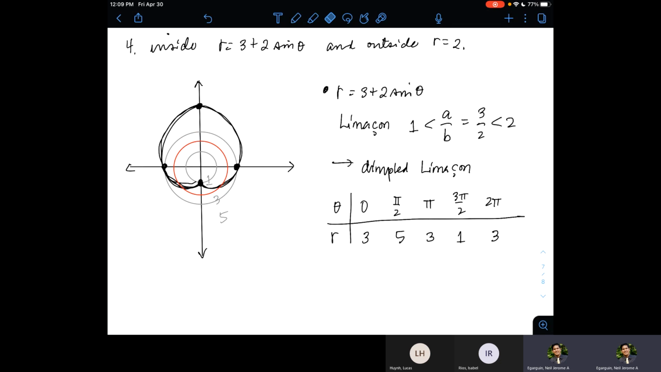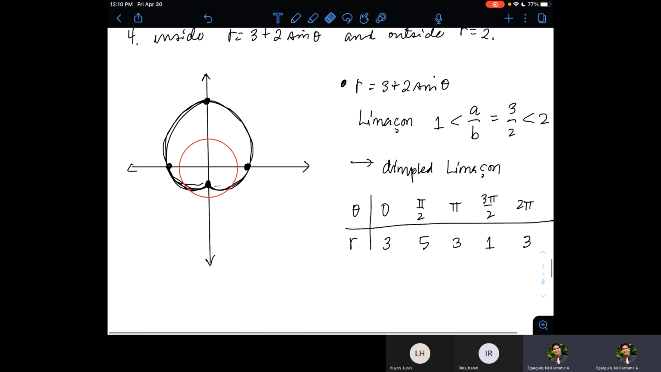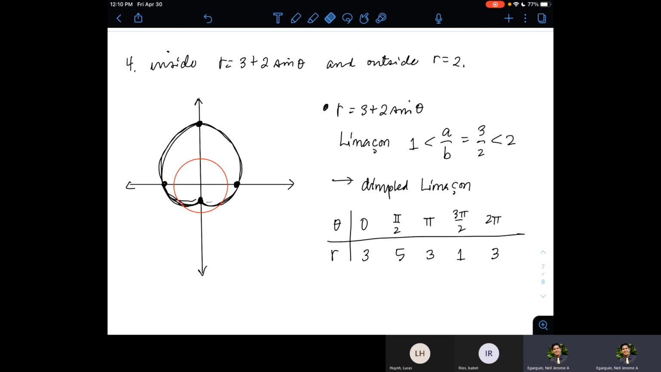Okay, there we go. And then let me erase the guide circles. Okay, let's keep that there, right? And then we're looking at the region inside the limaçon, but outside r equals 2. So the shaded region would be this. Inside the limaçon, but outside the circle.